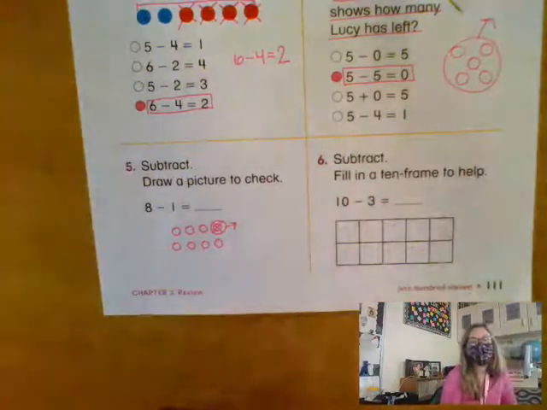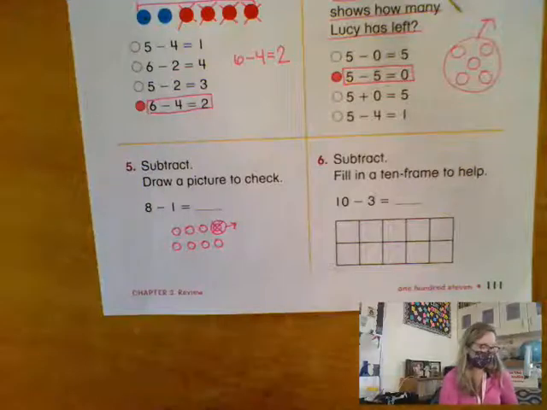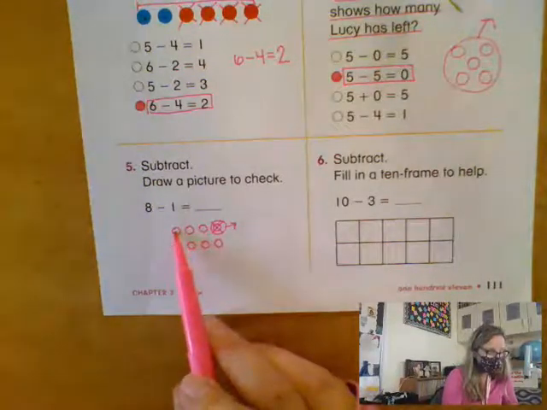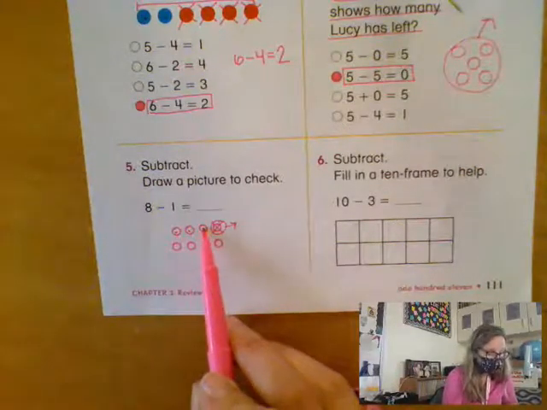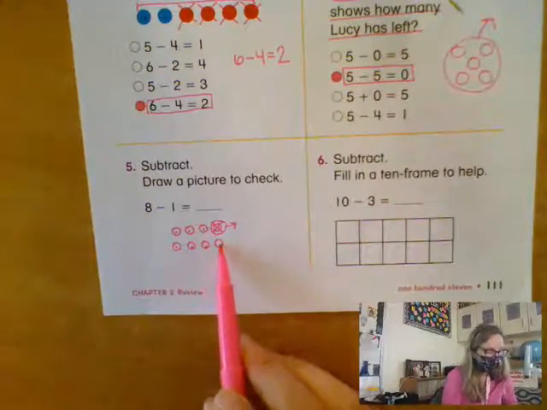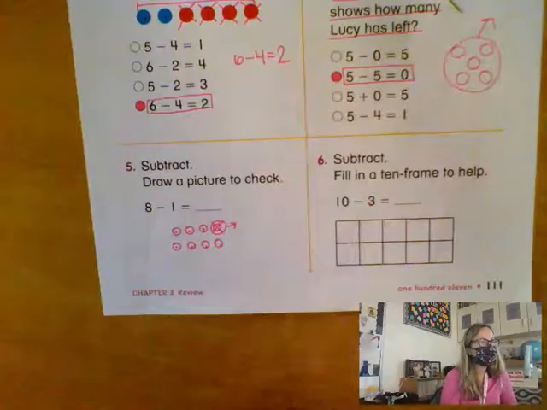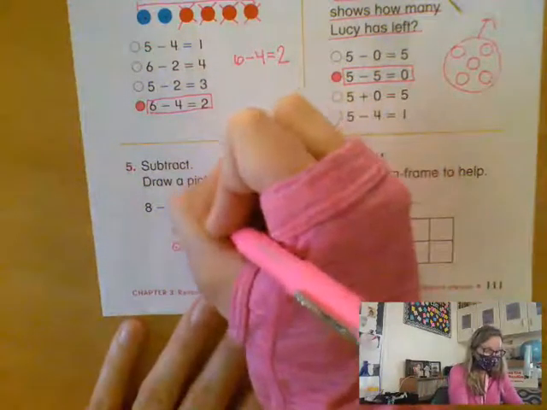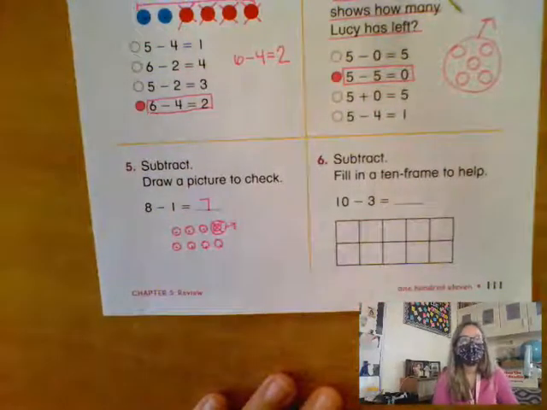So Brooklyn, how many are left? Count them. 1, 2, 3, 4, 5, 6, 7. So how many are left? 7. 8 take away 1 equals 7.